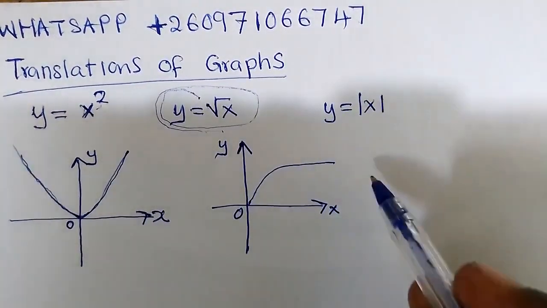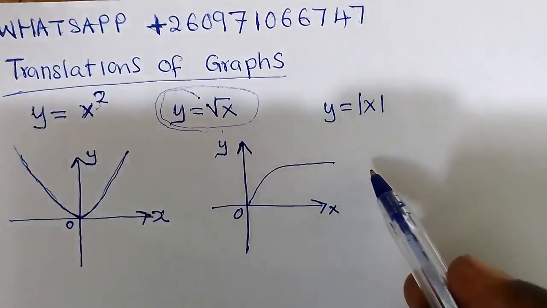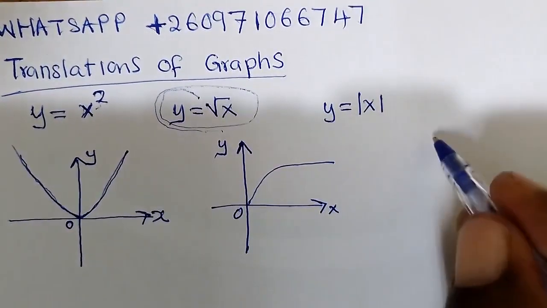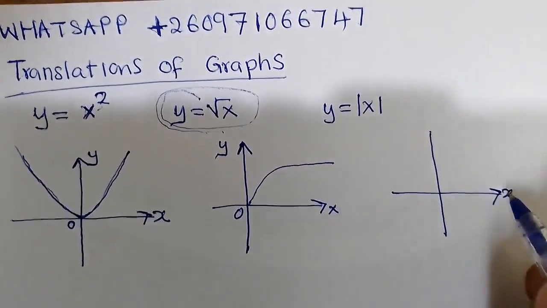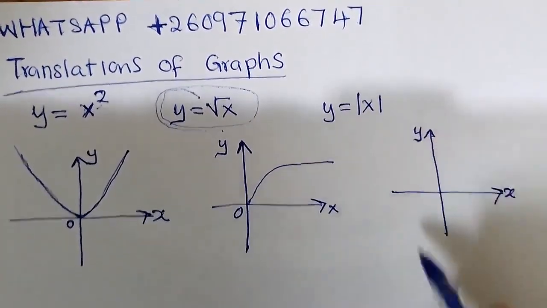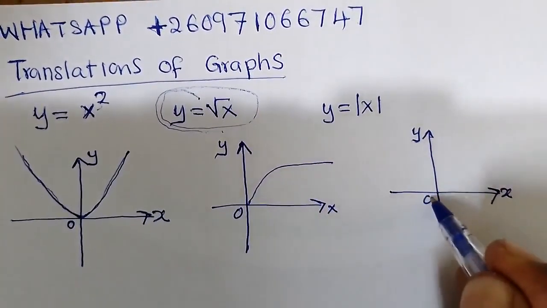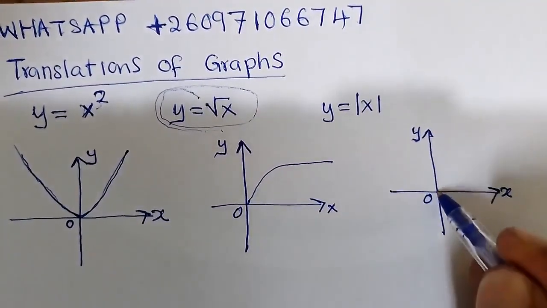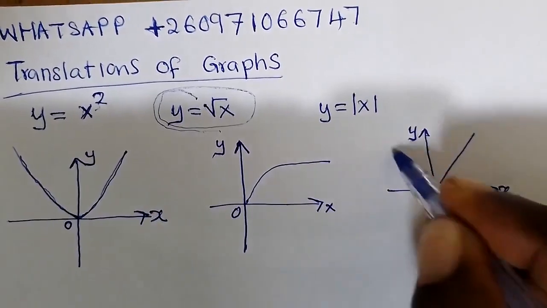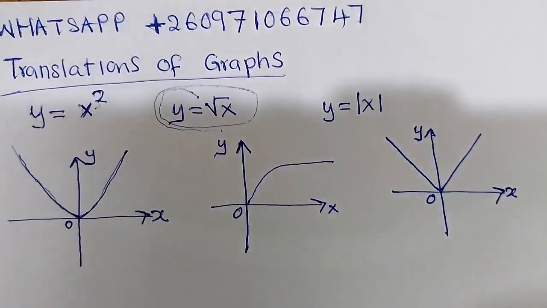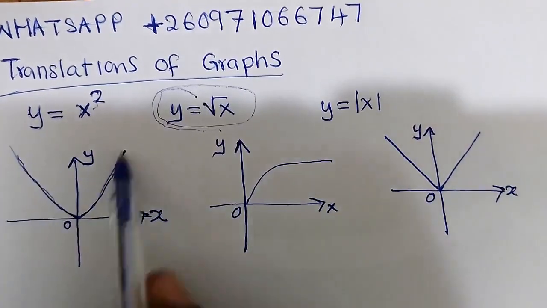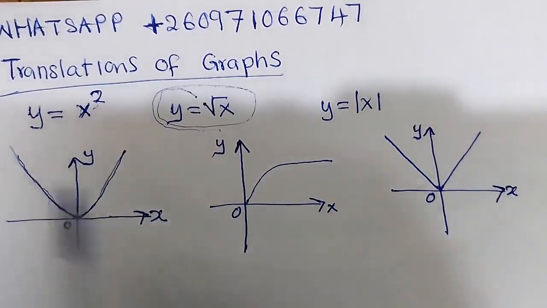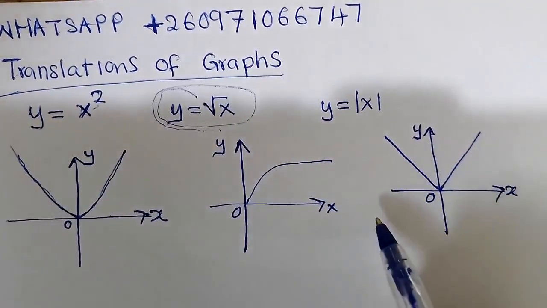Y is equal to the modulus of x. So modulus of x. So this one, you do this. So this is your x-axis. This is your y-axis. This is 0, the origin. So this one just comes straight like this. This is what you need to understand. This one is just straight. It's different to this one. Have you seen this one is making a curve of some kind? This one is just straight like this.